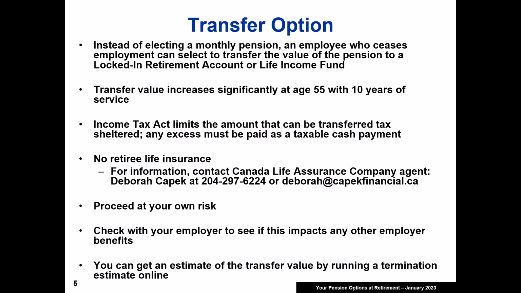At retirement, members have the option to elect a monthly pension or transfer the lump sum value out of the plan. If transferring, the majority of your funds will be locked in. You can transfer them to either a LIRA, locked-in retirement account, or LIF, Life Income Fund, with a financial institution. It's important to note that the transfer value increases significantly at age 55 with 10 years of service, as ancillary benefits, the pension plan's early retirement provisions, are included at that time.